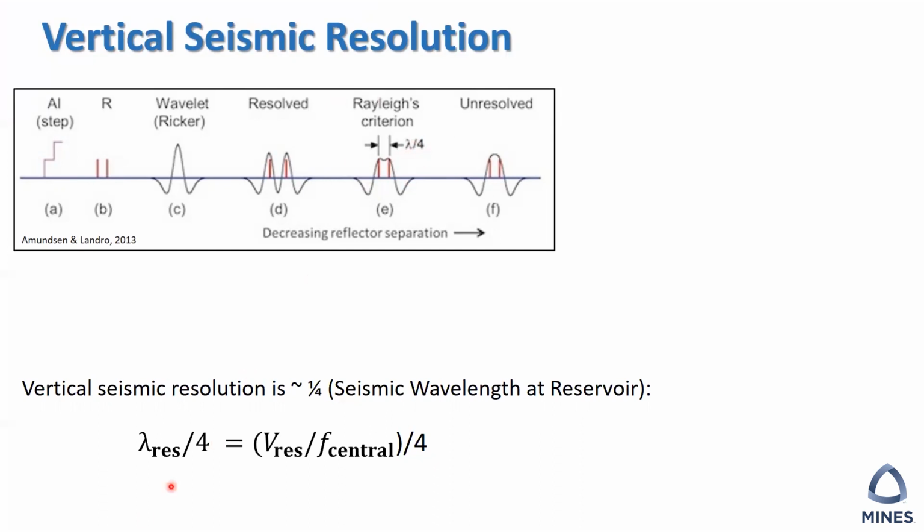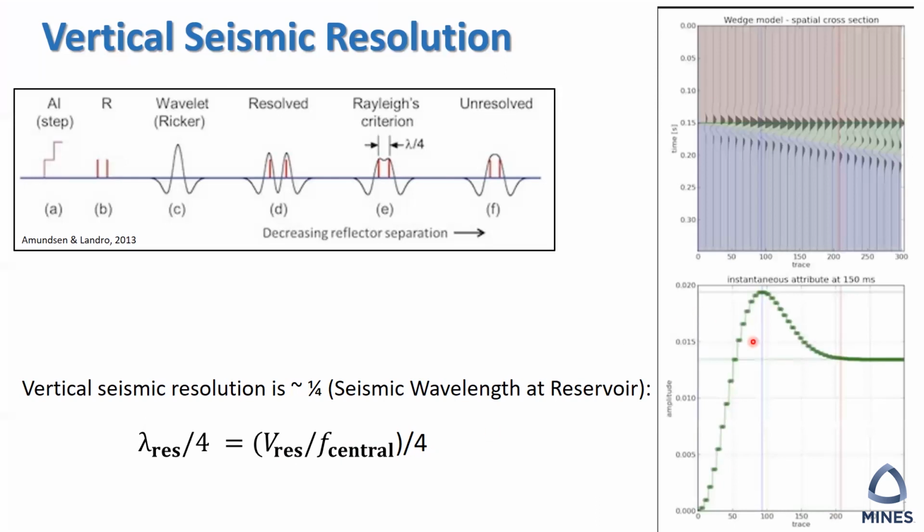So lambda, the wavelength, is the reservoir velocity divided by the central frequency of your wavelet. And then it's a quarter of that. So that distance you calculate using your reservoir velocity, the central frequency in your data, divided by 4, would give you the vertical resolution that you're going to have in your seismic data.